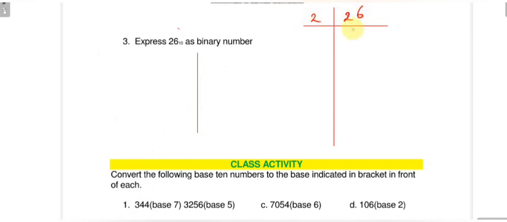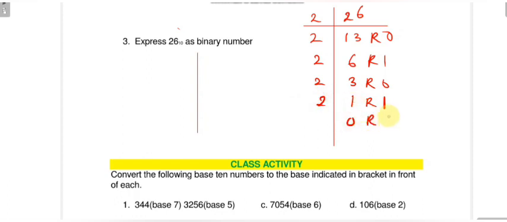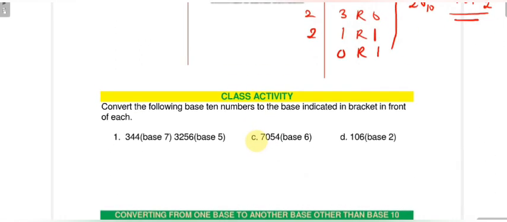And I have 2. 26 divided by 2 is 13. There's no remainder. So 13 divided by 2 is 6, remainder 1. 6 divided by 2 is 3 without remainder. 3 divided by 2 is 1, remainder 1. And 1 divided by 2 is impossible. So you write 0 and you write this remainder here, 1. So you write it up this way. So we can therefore see that 26 base 10 is equal to, you write this, 11010 base 2.